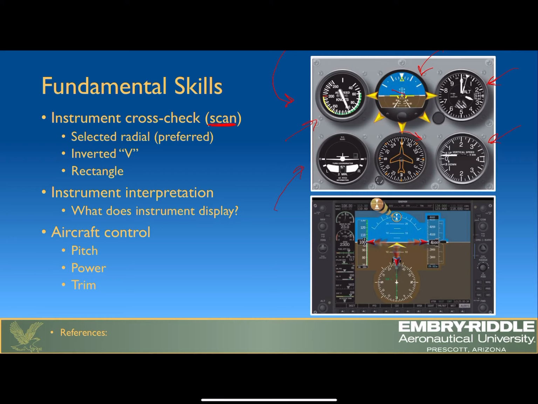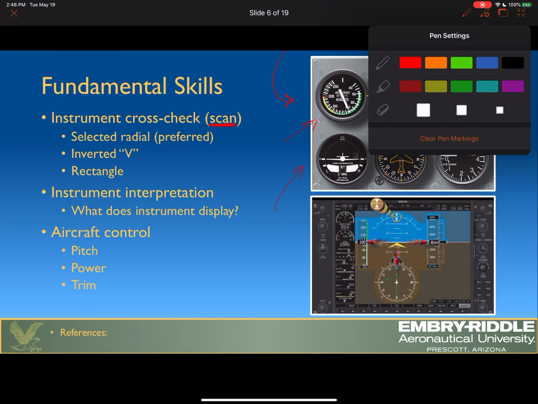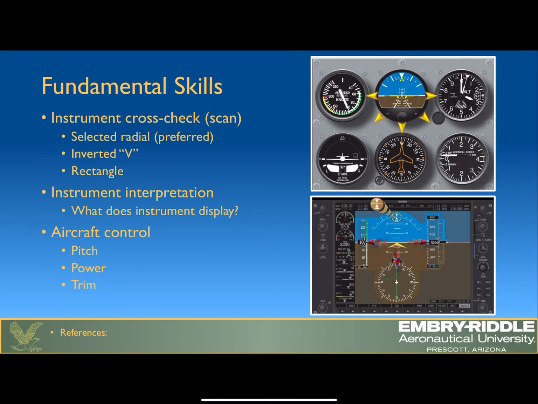So with that in mind, a good fundamental skill that we have to have developed as instrument pilots is the ability to scan. Again, we are going to learn how to scan our instruments, or cross-check. I want to make sure that all of my instruments are telling the same story. There are three methods that we use to scan our instruments. The first of which is what we call the selected radial. This is what a lot of people consider to be the preferred method of instrument scan.